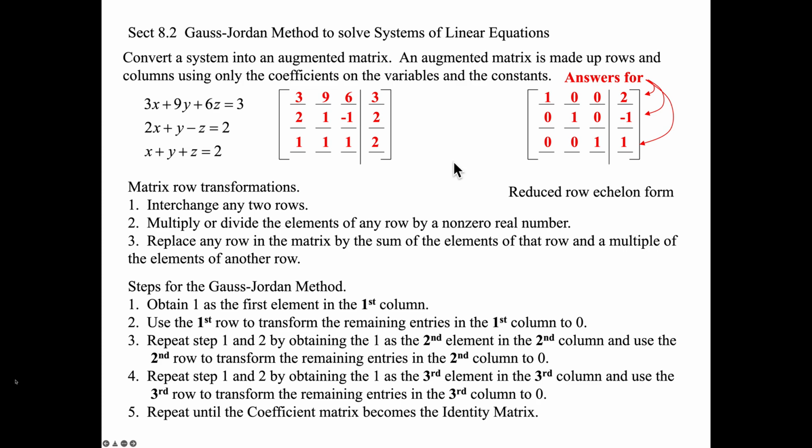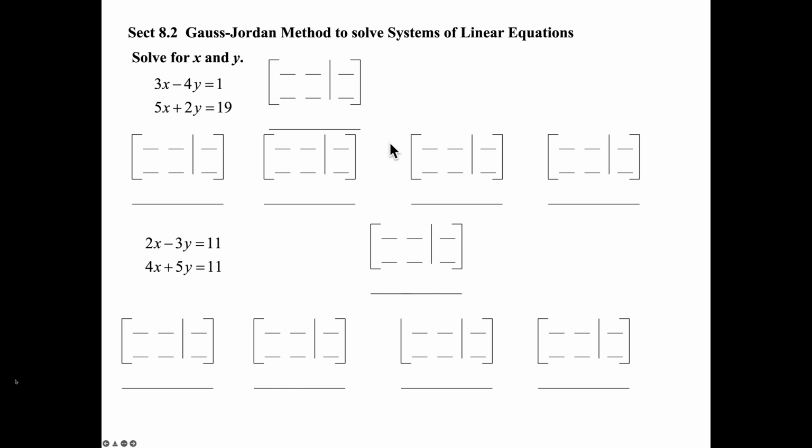All right? So, examples of how to get our ones. Now, granted, these are 2 by 2 systems. I am not going to argue the point. This is for example purposes only, so you can see this technique done. This is how different ways you can make ones. Okay, now, let's build our augmented matrix: 3, -4, 1, 5, 2, 19.